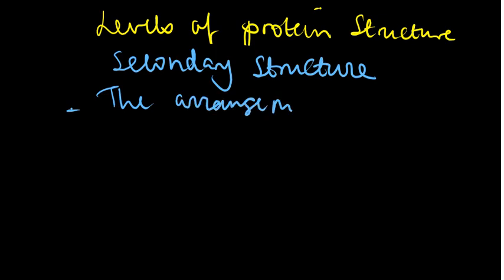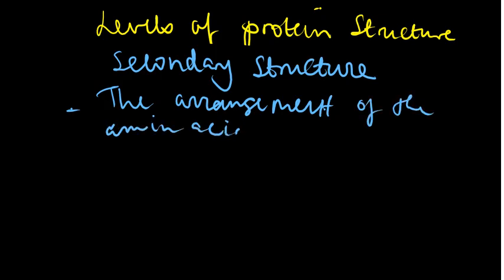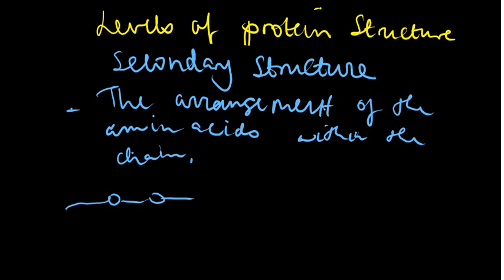So please take note of this. It is the arrangement of the amino acids within the chain. So what I'm trying to talk about is that when you look at primary, we just have a long chain of amino acids. They are bonded together.